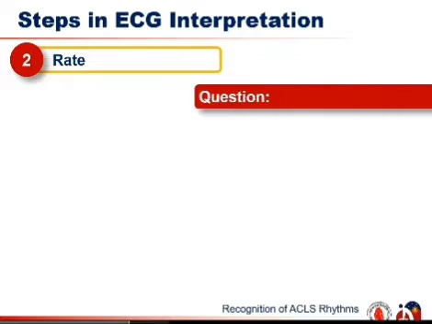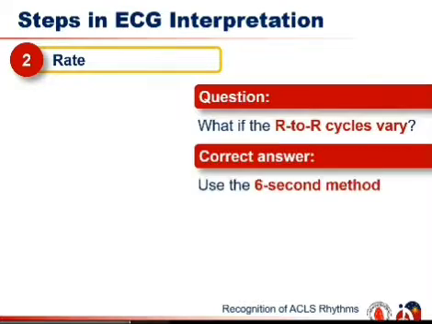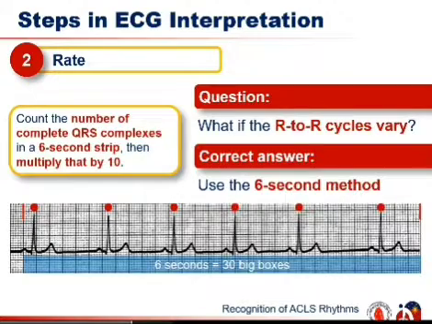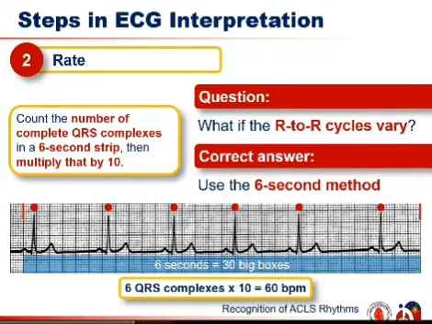For rhythms that are irregular, get a 6-second strip, count the number of QRS complexes in a 6-second strip which spans 30 big boxes, multiply the number of QRS complexes by 10, and you have the heart rate.